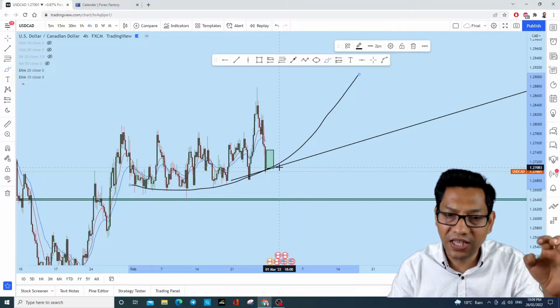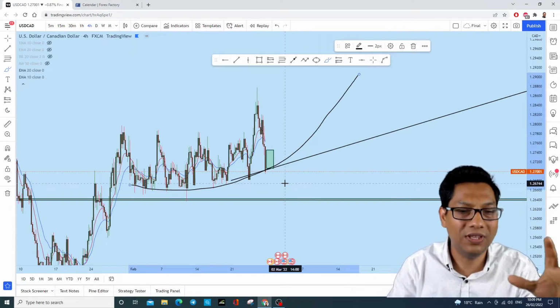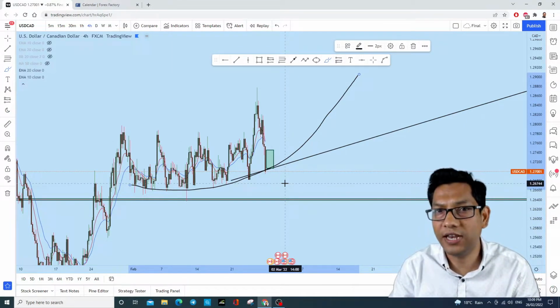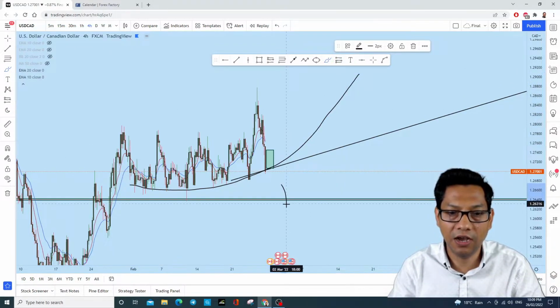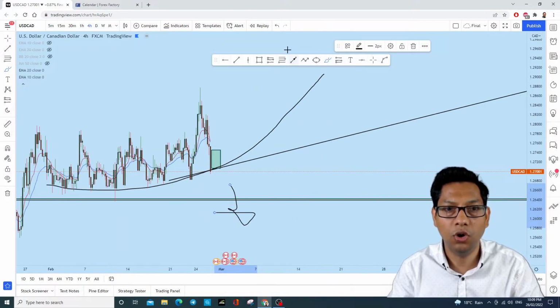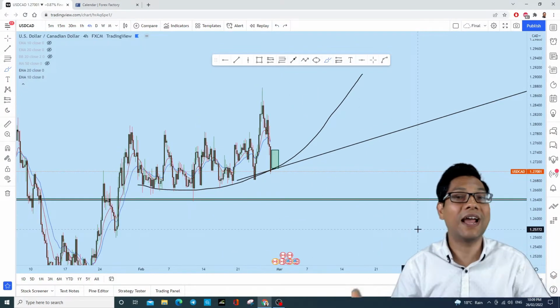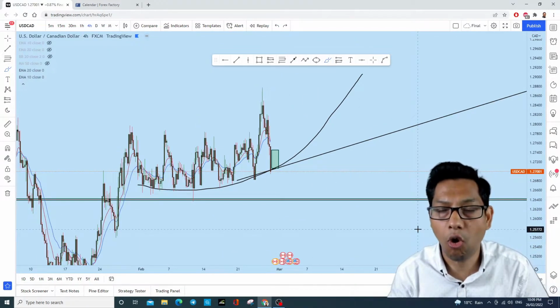Okay, if this dynamic support is broken with a gap opening, maybe in the new trading week or in the next day, then we could potentially see a breakout to the downside. But what is rising is likely to rise. That's the law of trading.